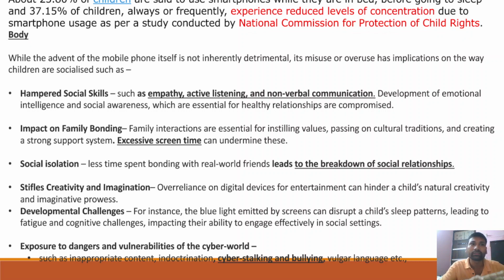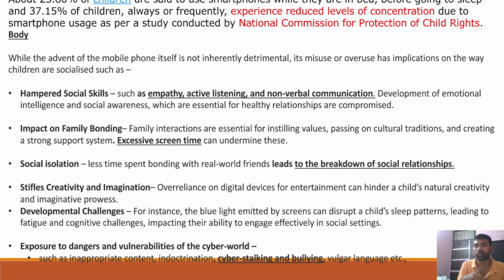Okay, now you have to give some data about the smartphone usage among children, and then you have to give the institute which has published this data. The National Commission for Protection of Child Rights has given this data, right? So in the body part of the answer, you have to discuss the impact of increasing mobile phone usage on children, right? So briefly you can say that while the mobile phone itself is not inherently detrimental, its misuse or overuse has implications. For example, just using mobile phones does not mean that it is bad or harmful. However, when you misuse the mobile phone, or when you overuse it, this will have more and more implications, right?